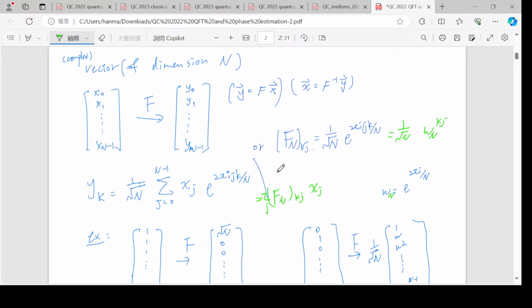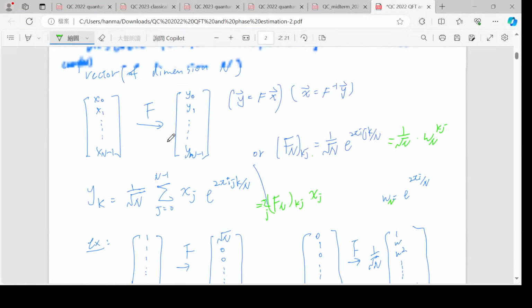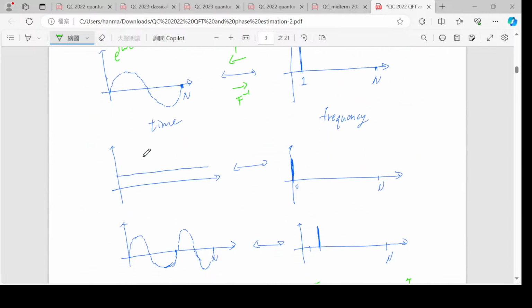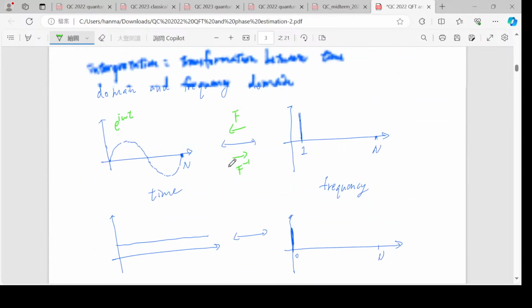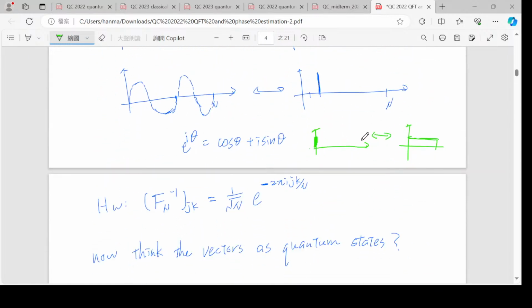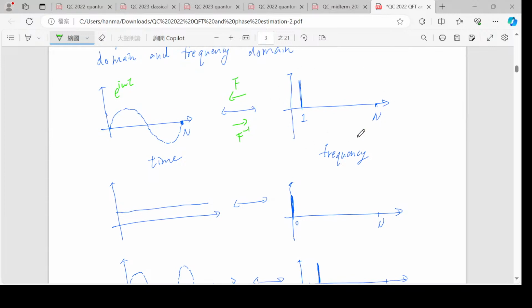So maybe there is a quantum way to implement this F_n, where we get a quantum gate whose effect is applying F_n on some quantum vector. Now we think about what if the input signal, this time domain signal, is actually a quantum state. Then we can get a quantum state corresponding to the frequency domain signal, and from the frequency domain signal we can get the time domain signal, etc.